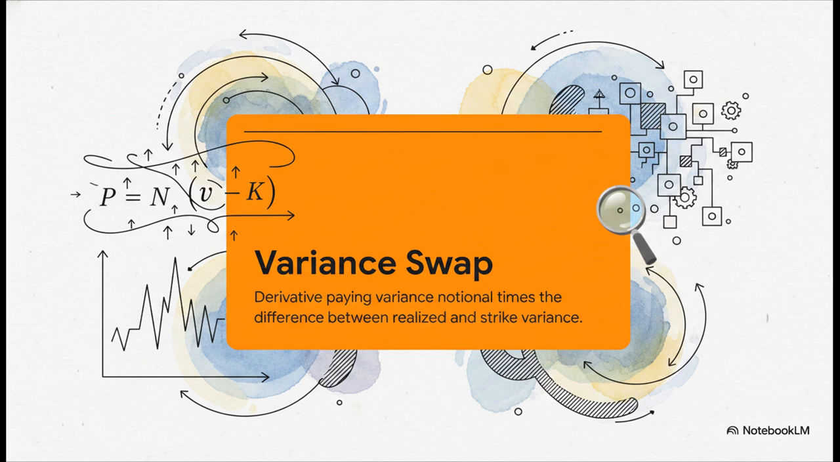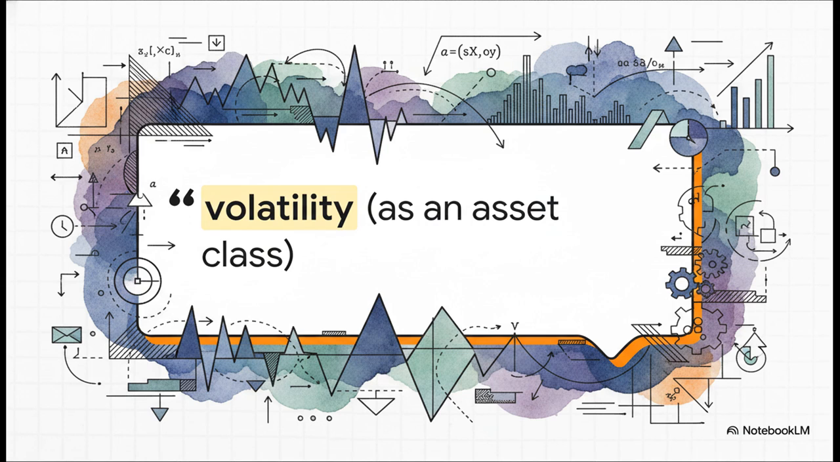In fact, institutional traders will often rebuild the entire dispersion strategy we discussed earlier by simply selling a variance swap on the index and buying variance swaps on the individual components. No straddles, no delta hedging. It is truly the ultimate evolution of the trade. Which brings us to our concluding thought for today.